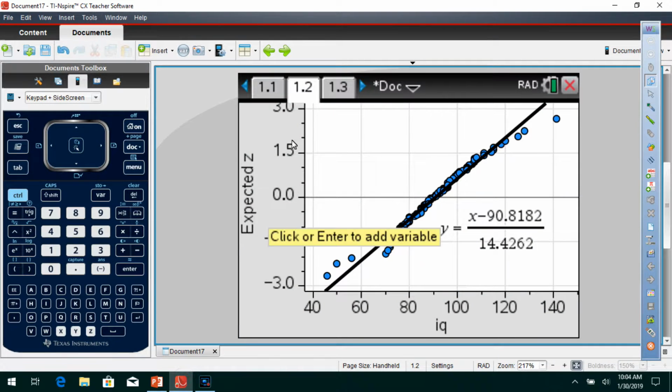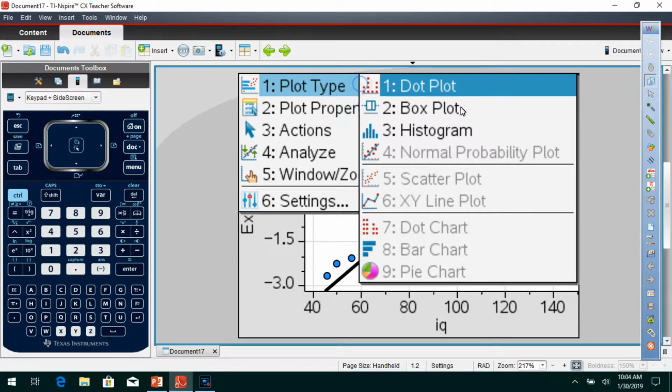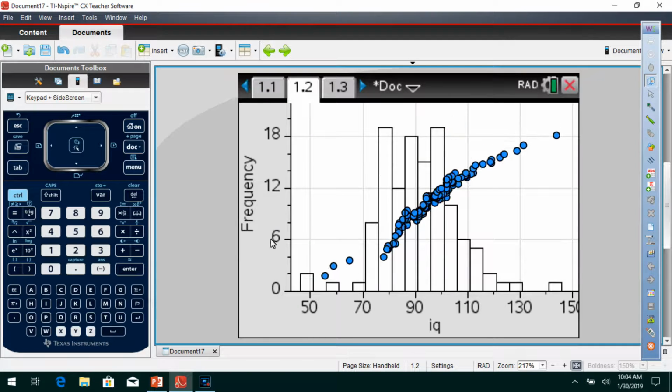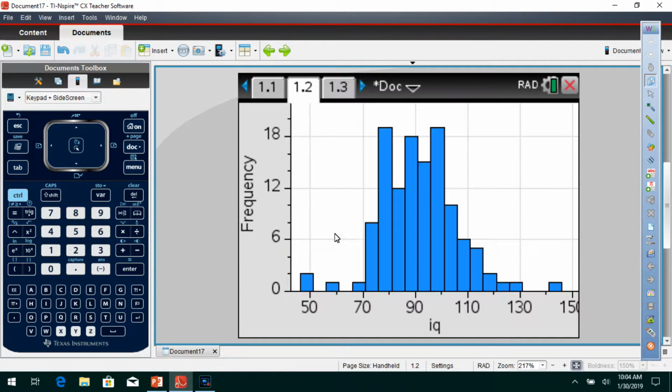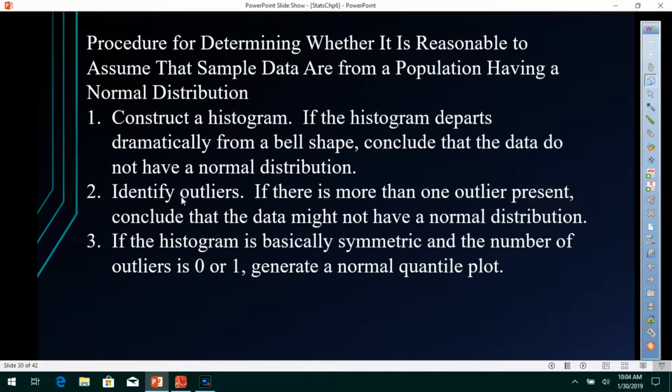Let's look at that again. Let's make it back into a histogram. Okay, and so it looks like there might be, since there's 5, that says 2, and there's 1 there. So this may not be from a normal. Then the next step, identify outliers, which we just did.